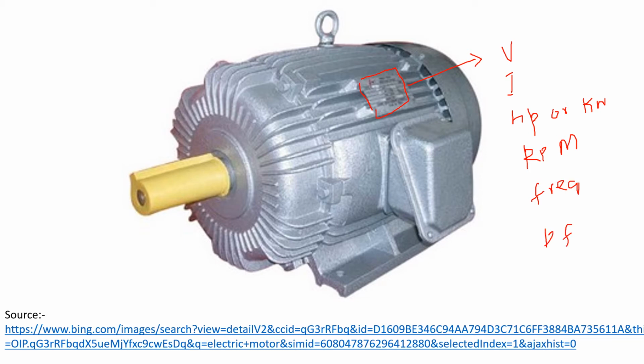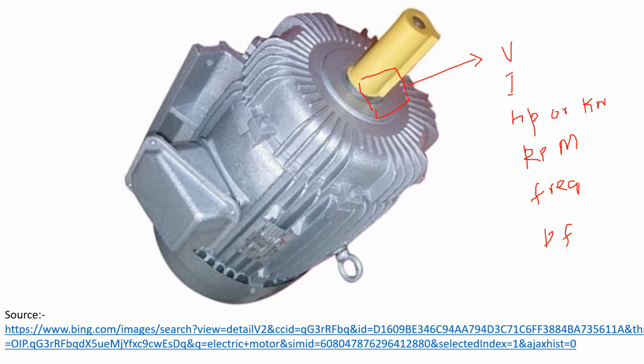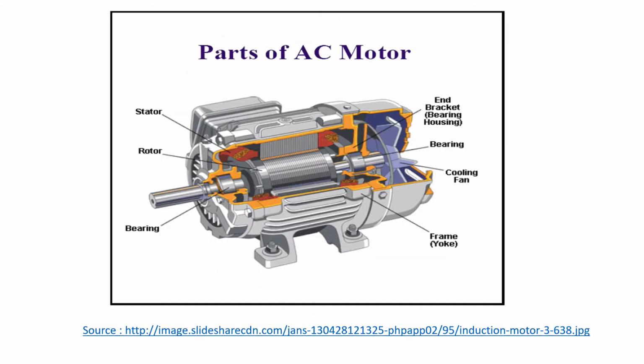So you can get all the information from the nameplate details. So we are going to see the construction of the electrical motor. Here we will be seeing the parts of the motor. There are two main parts.